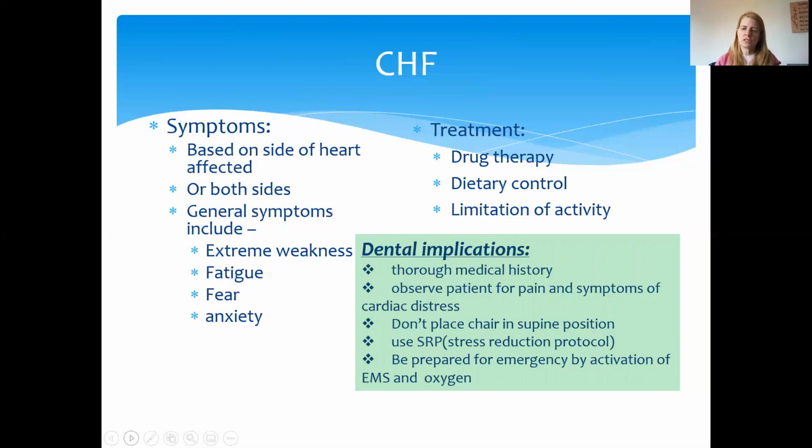Dental implications for congestive heart failure are we need to ask good questions in their medical history. We need to watch them for pain or cardiac distress signs. We don't want to place them all the way back. Semi-supine would be better. We want to use stress reduction protocols. We want to have oxygen available and kind of have it in the back of our minds that if a medical emergency started to occur, if they got an angina attack, if they started feeling faint, we would be able to activate EMS if necessary.